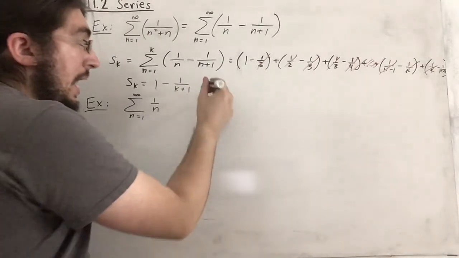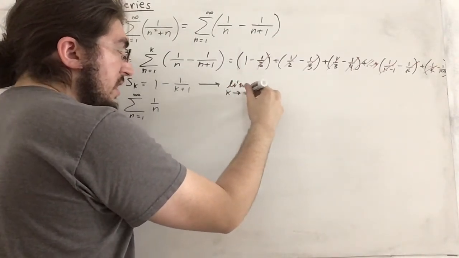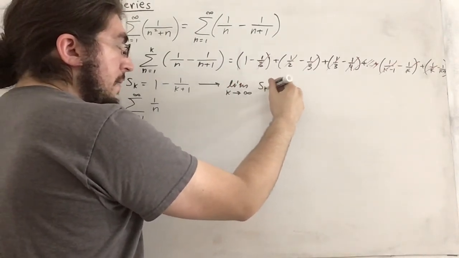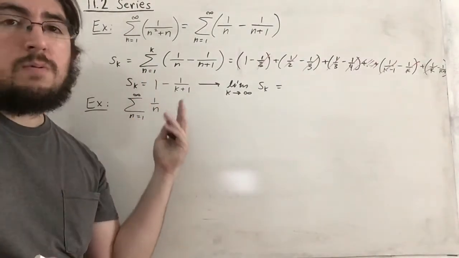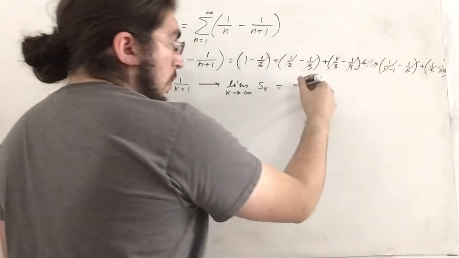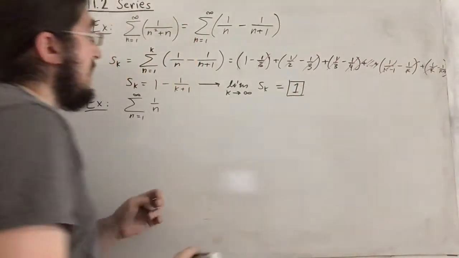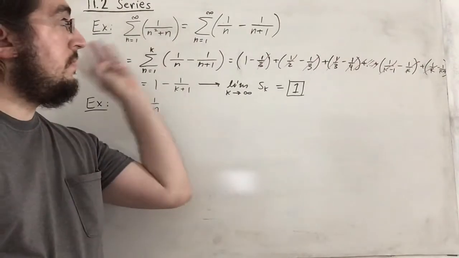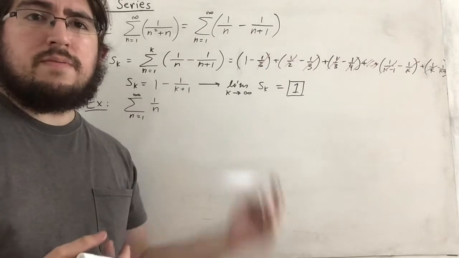Fantastic. And if you take the limit as k goes to infinity of s_k, what you'll notice is you'll get 1 minus 1 over infinity, which goes to 0. So it's just 1 minus 0, which is 1. So in fact, that is the sum of the series. So it converges, and moreover, it converges to 1.